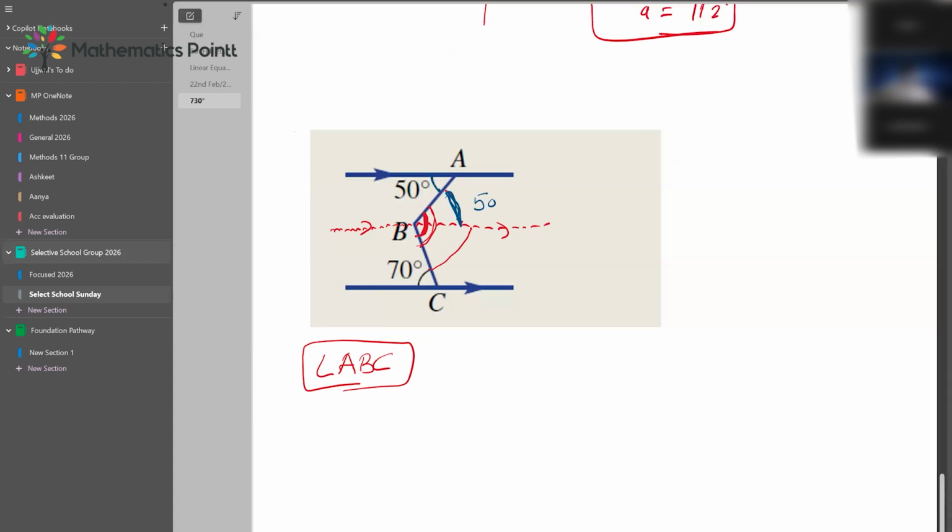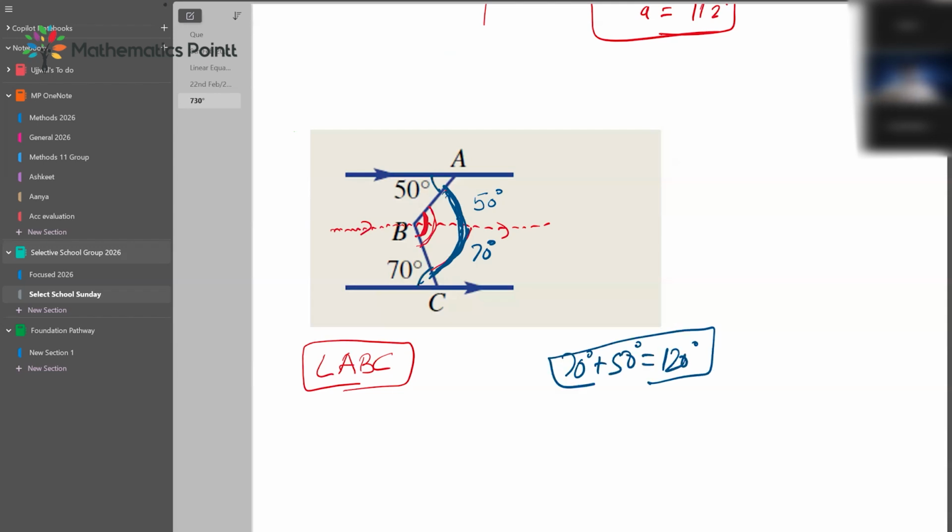50, 50. So this must be 50. Why? Alternate angles. Similarly, if this is 70, this will be 70 as well. And the combined angle will be 70 degrees plus 50 degrees equals 120 degrees. Is everyone clear? How do we deal with these kinds of scenarios? All right, cool. Let's move forward.